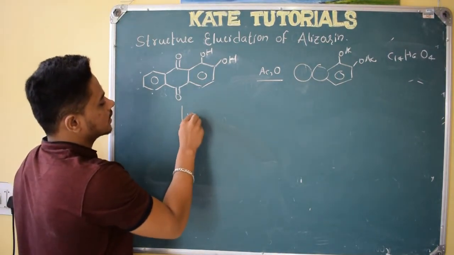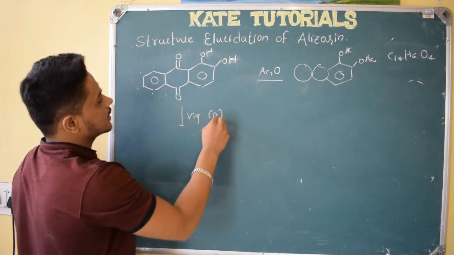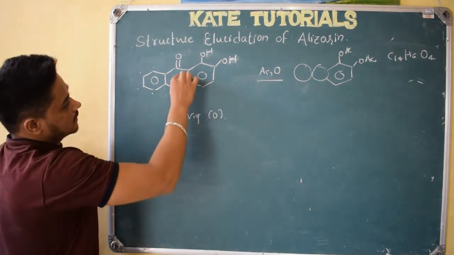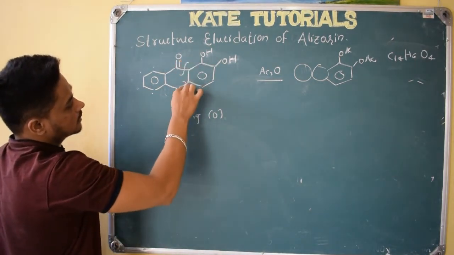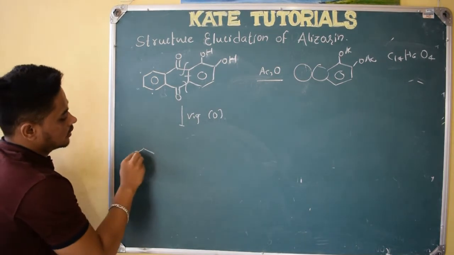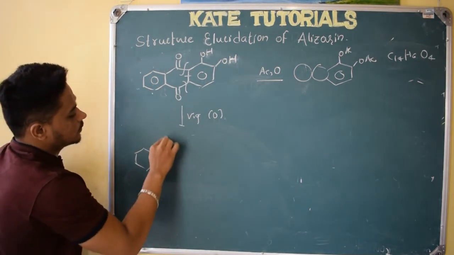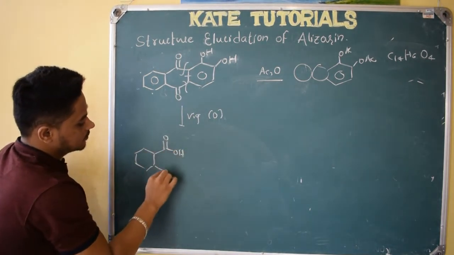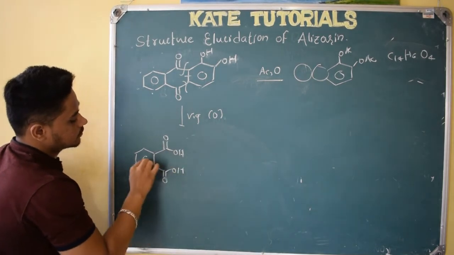Third one, what did they do? Vigorous oxidation, they did vigorous oxidation at higher temperature. So what happens here? This bond will be broken, this bond, this bond, this bond. So if we break those bonds, we will get this phthalic acid, right?